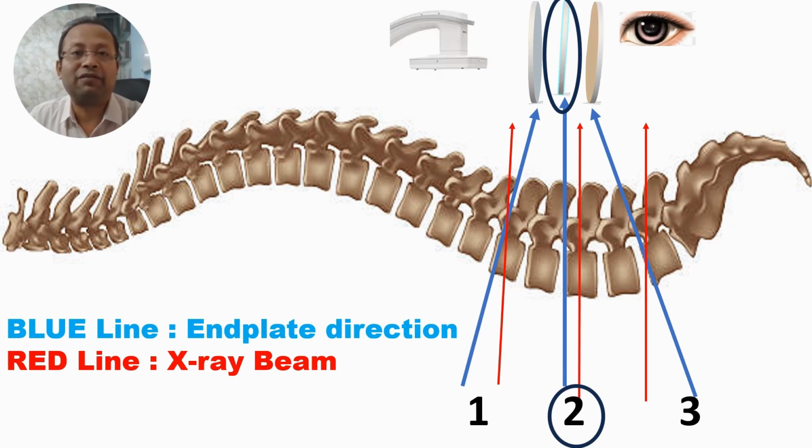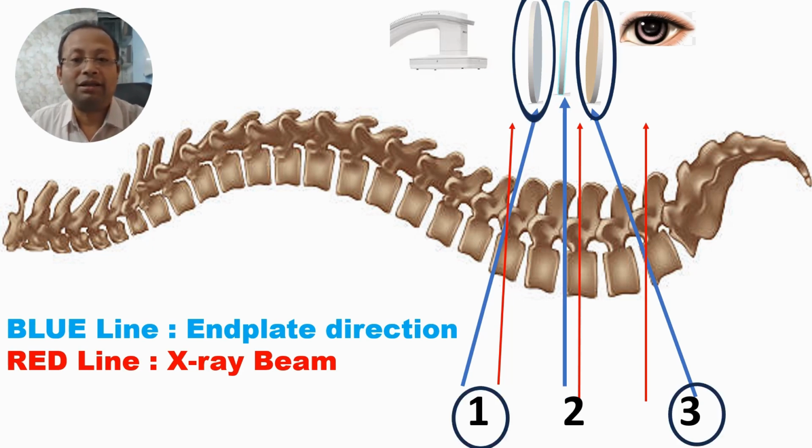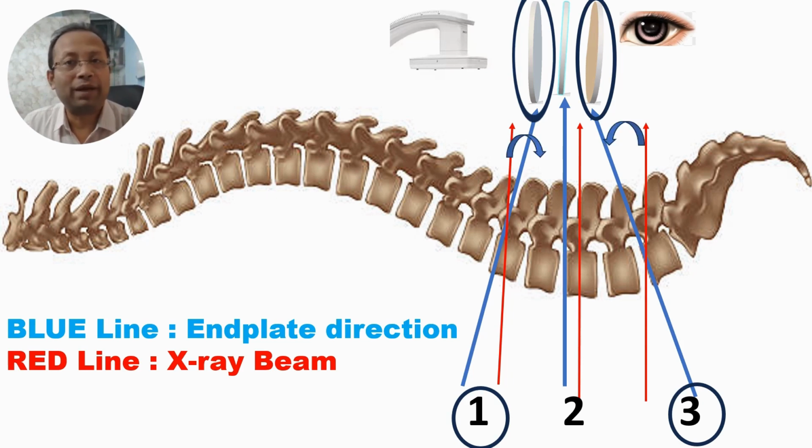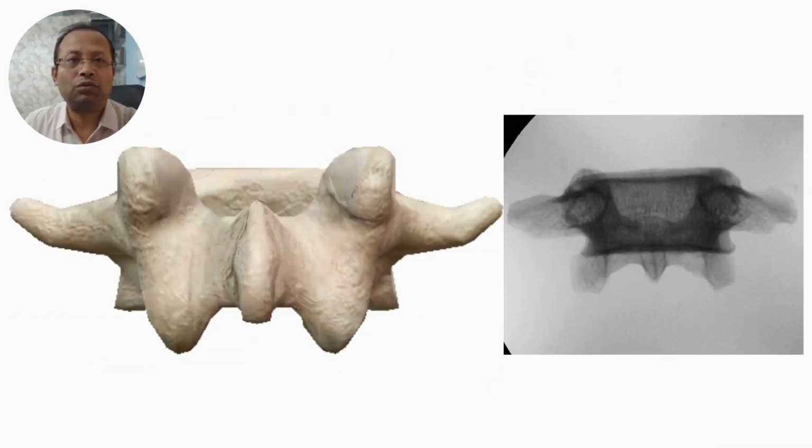So the end plate surface looks as a straight line. But in the other two cases, the lines are not parallel, so the end plate looks as an oval. So to make the lines parallel, you need to move the receiver either cranially or caudally. For end plate number 1, the receiver moves caudally so that the red line and blue line become parallel, and the opposite occurs with line number 3.